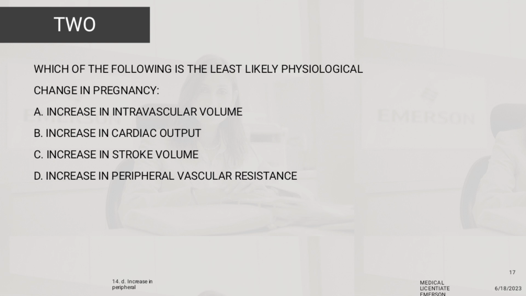Okay, then the next question is, which one of the following is the least likely physiological change in pregnancy? The answer here is D, which is an increase in peripheral vascular resistance. Remember, under the cardiovascular system, we said the peripheral vascular resistance is going to go down.